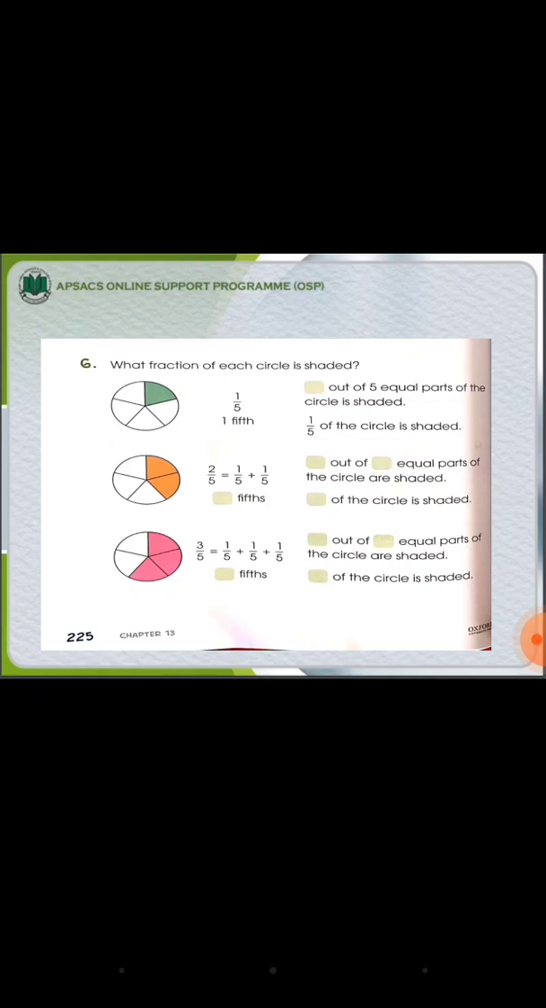What fraction of each circle is shaded? Look at the first circle. Circle is divided into 5 parts and 1 part is colored. So 1 out of 5 equal parts of the circle is shaded. Similarly, in next circle, 2 parts are colored and total parts are 5. So 2 out of 5 equal parts of the circle are shaded. Similarly, solve question number 3.